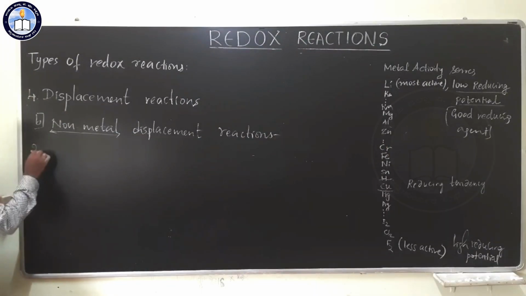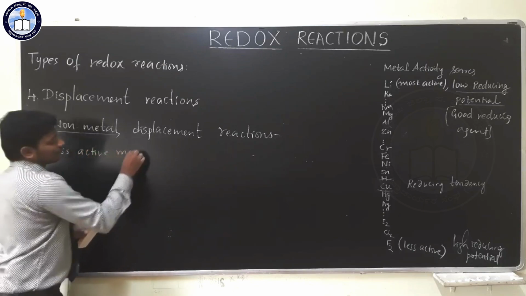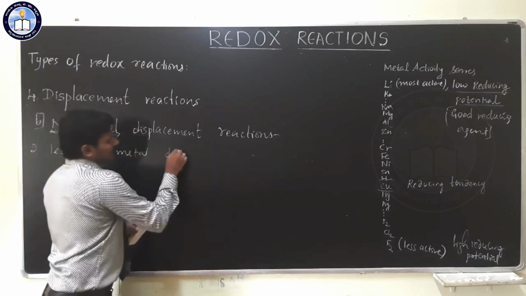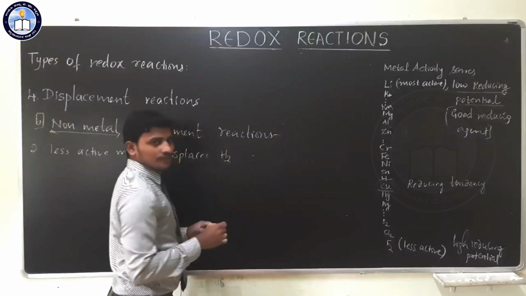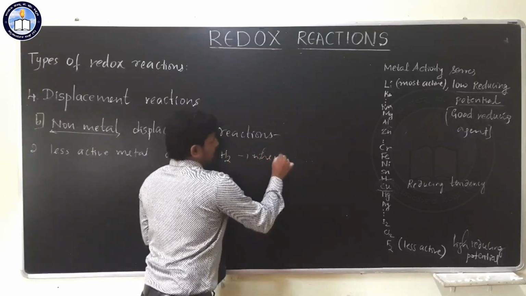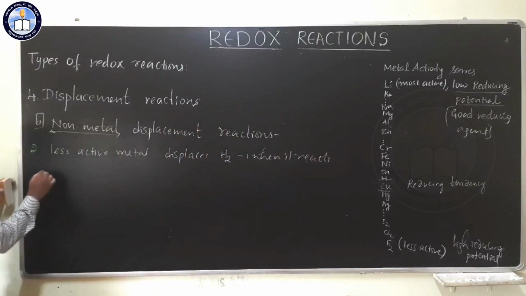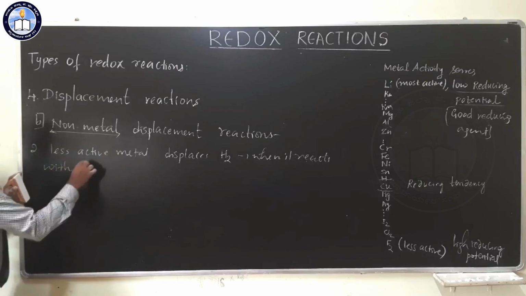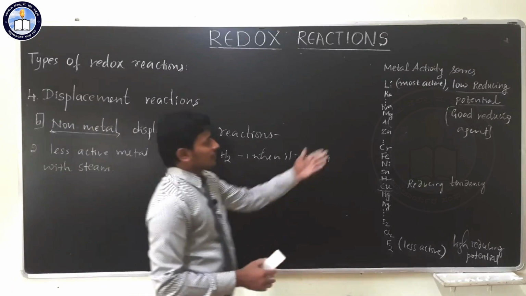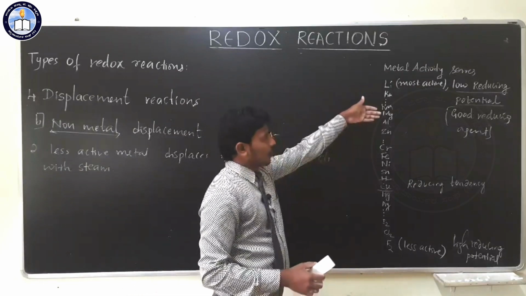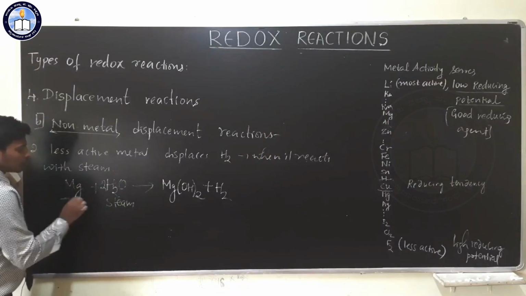So the second point: less active metal displaces hydrogen when it reacts with steam. Less active metal means what? Like here it may be magnesium or aluminium. So less active metals can displace hydrogen.